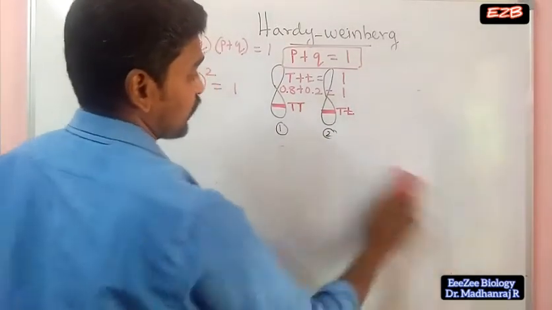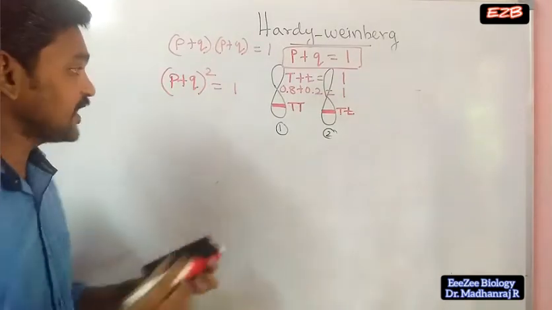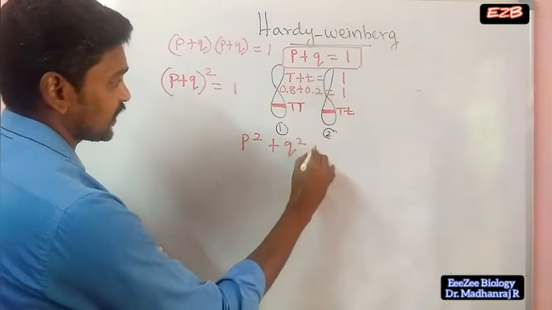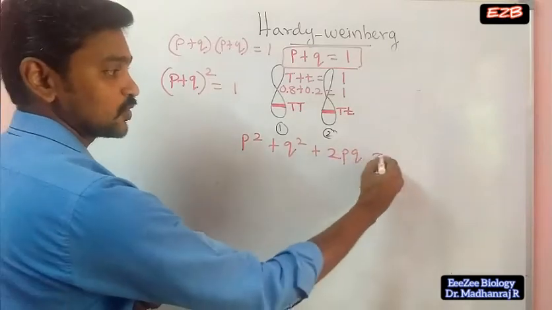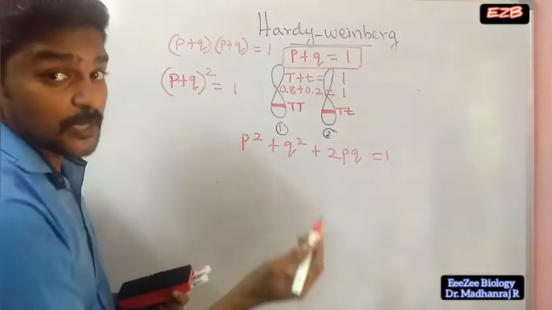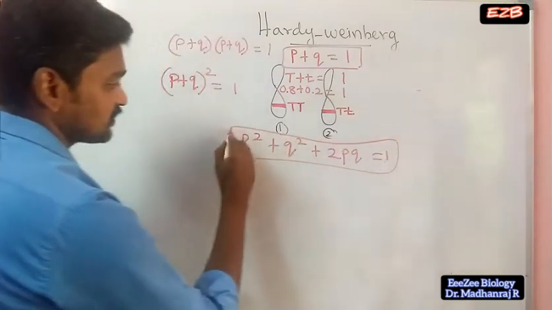When you apply the formula, you will be getting a square plus b square plus 2ab, right? So you will be getting p square plus q square plus 2pq, that is a square plus b square plus 2ab, equal to 1. So this is the equation you are getting for the genotypic frequency, right? So this equation should be there.